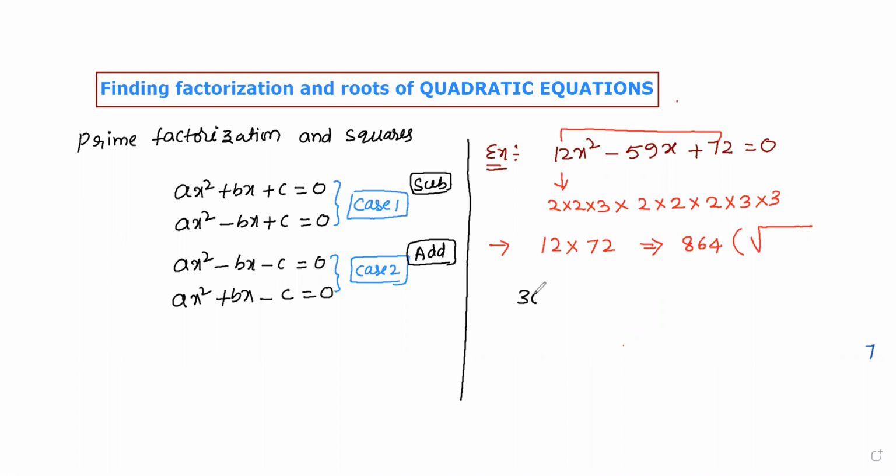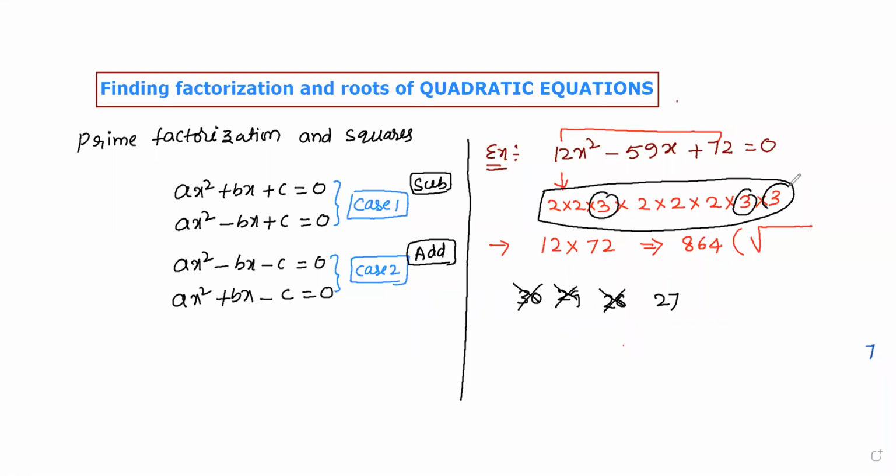Why? Because 30 is not formed by the numbers of the prime factorization, so it will be eliminated. That is the reason you can take 30 also. So 29 is not formed, and 28 also is not formed, but 27 is formed. Why? Because 3 into 3 into 3 is 27. Now let us see which case this equation comes under. This equation comes under case 2 again. So in case 2, we have to add the coefficient of x without sign.